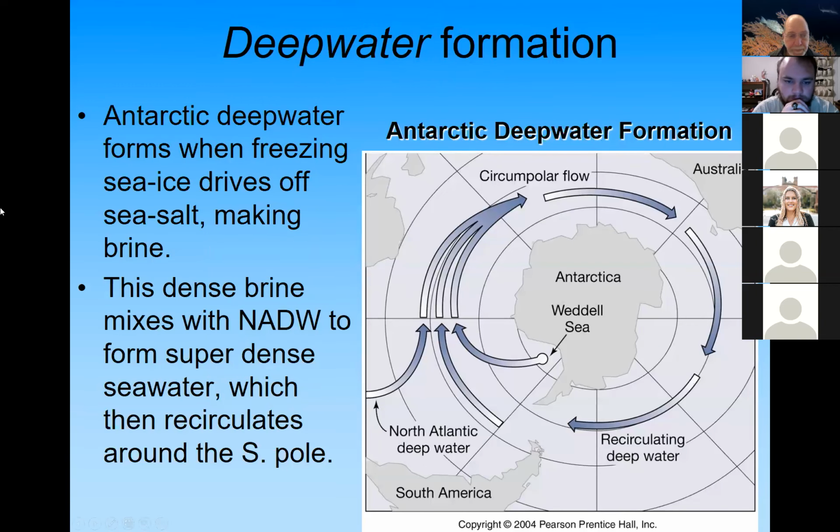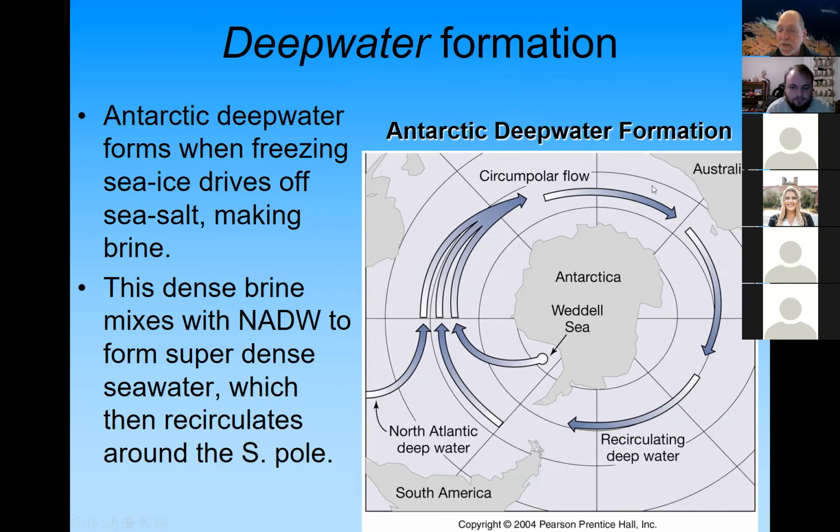So the Antarctic deep water forms when freezing sea ice drives off salt, making brine. And these dense brines sink down and mix with North Atlantic deep water to form super dense salt water, which then circulates around the South Pole.